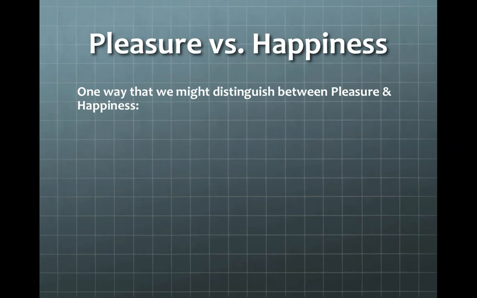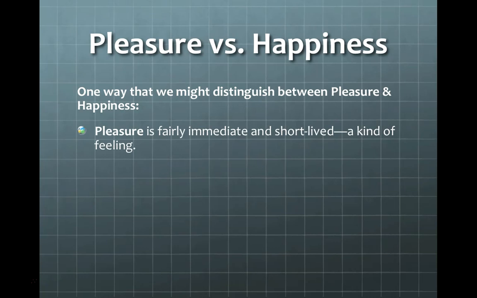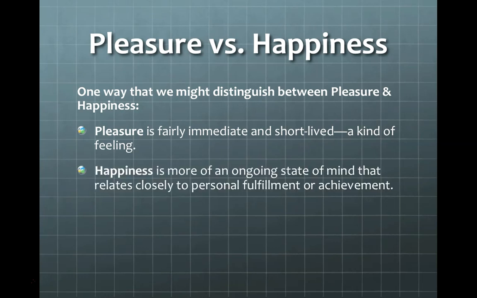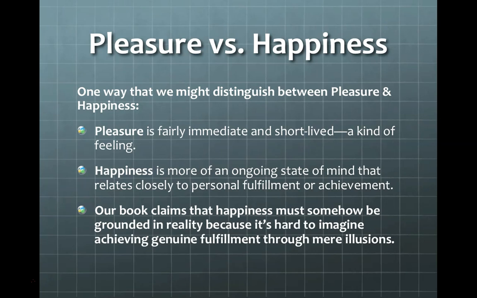One way that we might distinguish between pleasure and happiness is as follows. Pleasure is fairly immediate and short-lived. Pleasure is a kind of feeling. Happiness, on the other hand, is more of an ongoing state of mind that relates closely to personal fulfillment or achievement. Now, our book claims that happiness must somehow be grounded in reality because it's hard to imagine achieving genuine fulfillment through mere illusions. I'm going to ask you what you think of this last point.